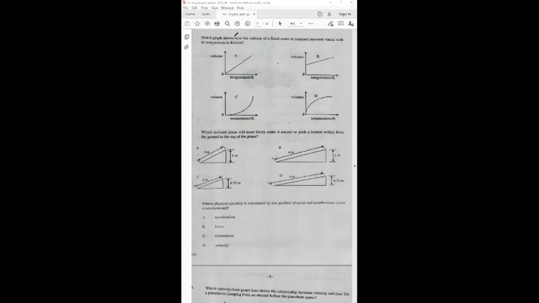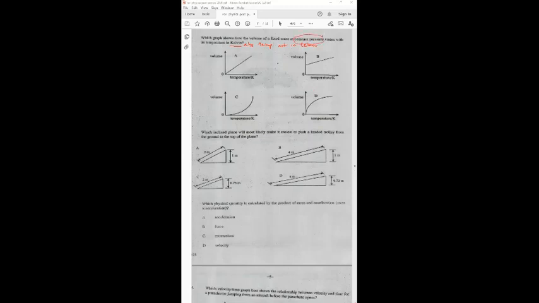Okay, which graph shows how the volume of a fixed mass at constant pressure varies with its temperature in Kelvin? Why did they tell us Kelvin? We have to remember that when we're talking about the gas laws, we're talking about the absolute temperature, not in Celsius. All right, so fixed mass at constant pressure.